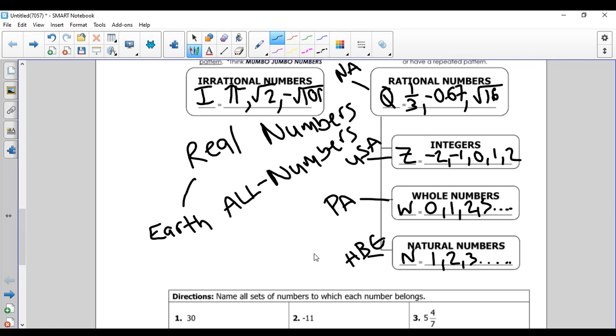I'm going to post another video with some examples of naming the sets of numbers, which you will do in an activity later in the presentation.